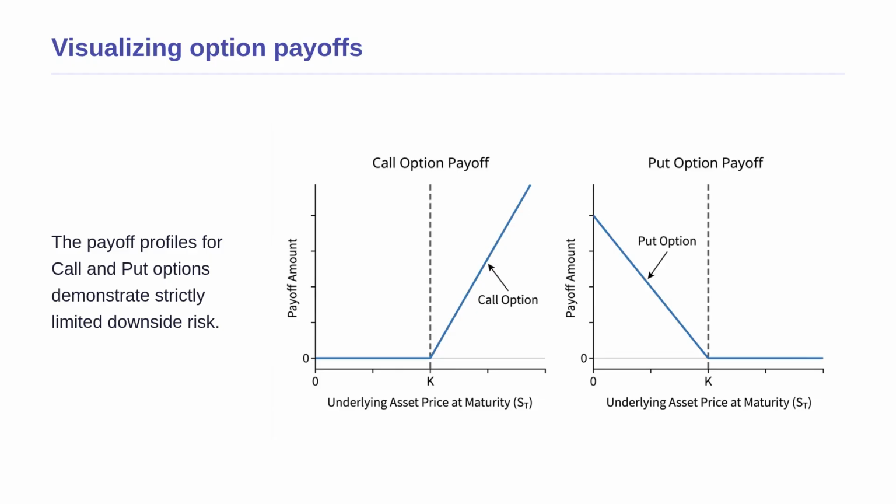Now that we have calculated payoffs mathematically, let us visualize them. On the left, the call option payoff remains flat at 0 until the asset price crosses the strike price K, after which it rises steadily. This shows profit when the market goes up. On the right, the put option payoff rises as you move to the left of the strike price, showing how it gains value when the market crashes. Notice that in both graphs, the blue line never drops below the 0 line on the vertical axis. This perfectly illustrates that an option buyer can never lose more than their initial premium.